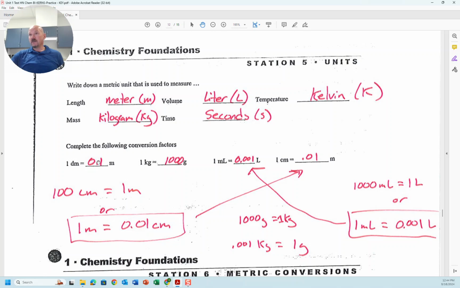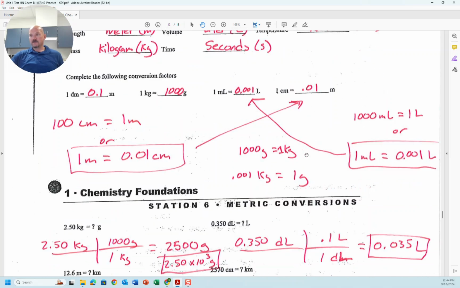Now, instead of doing the decimals, you could do powers of 10. So this could be 10 to the negative 1. This could be 10 to the third. This could be 10 to the negative 3. This could be 10 to the negative 2. It's all the same thing.